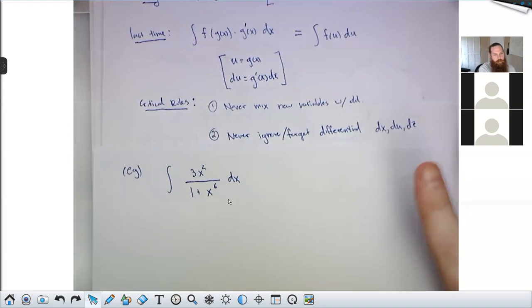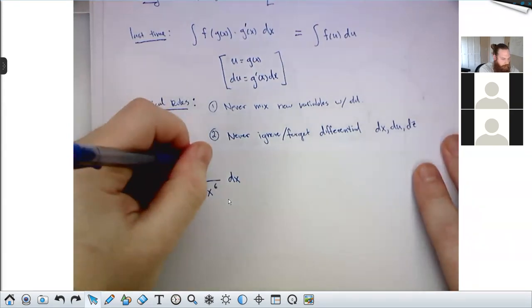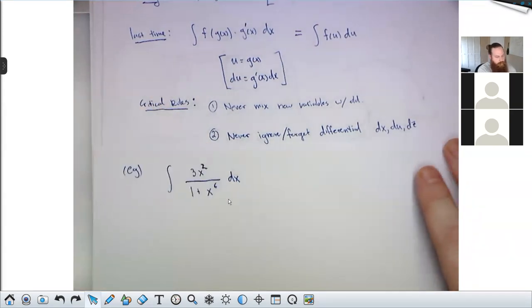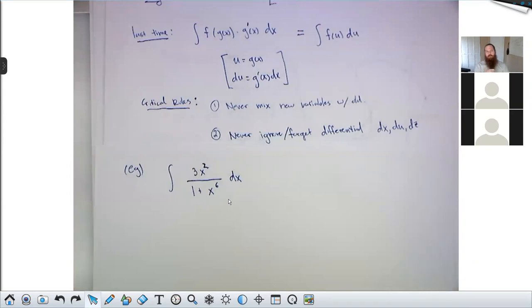All right, let's start with this one. I want to integrate 3x squared over 1 plus x to the 6. Any ideas how we can use a substitution to make this integral look nicer, to make it look easier?